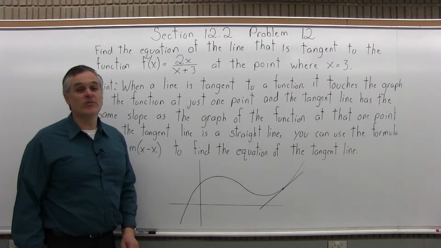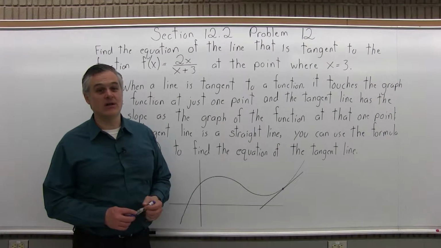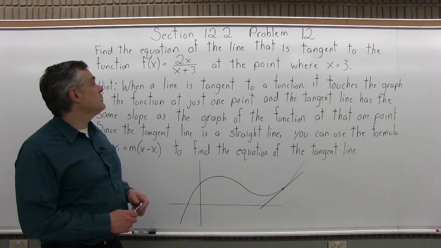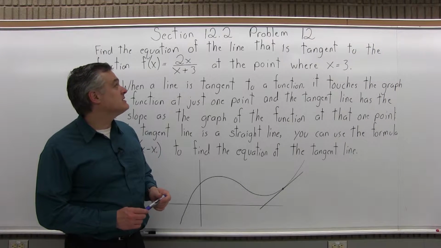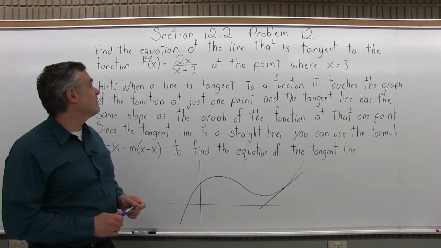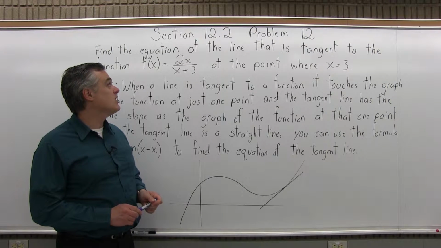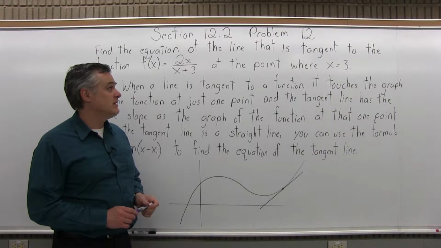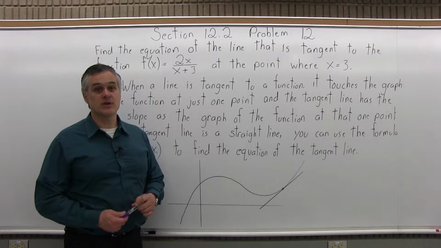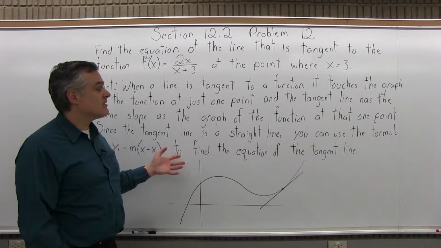This is Section 12.2, Problem number 12. It says, find the equation of the line that is tangent to the function f of x equals 2x over x plus 3 at the point where x is 3. And there's a hint that goes with this.